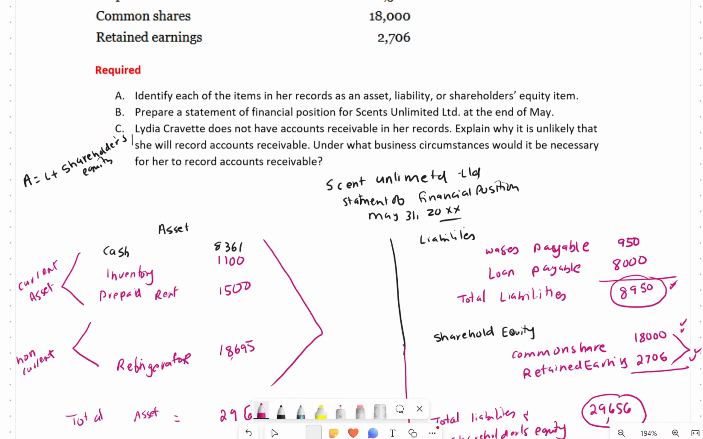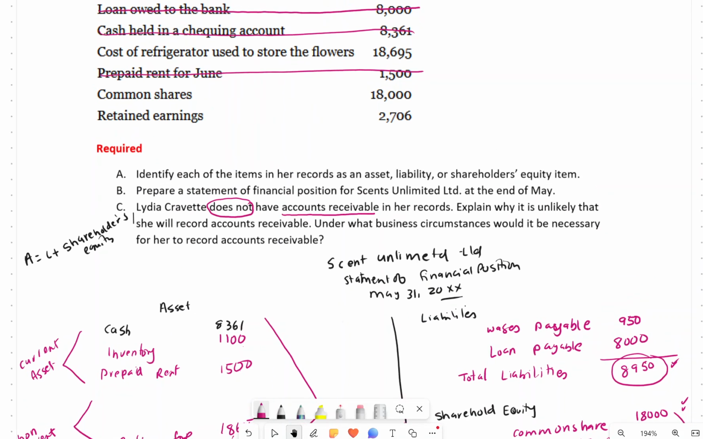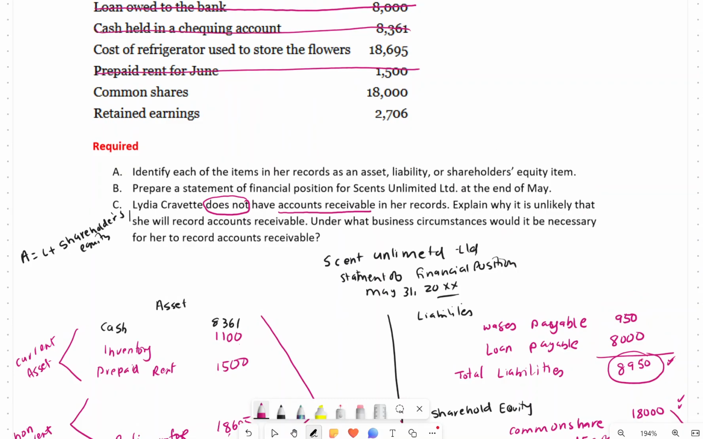Now we're going to do part C. It says Lydia Cravat does not have accounts receivable. The reason she does not have accounts receivable is that she's not selling anything on credit. Most of her business is a cash business, and it's a small business. When she sells something, she gets cash. She does not sell anything on credit, and most of her funds will be cash. That's why there's nothing under accounts receivable.